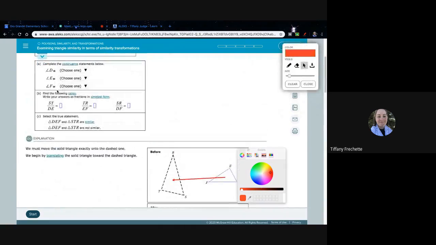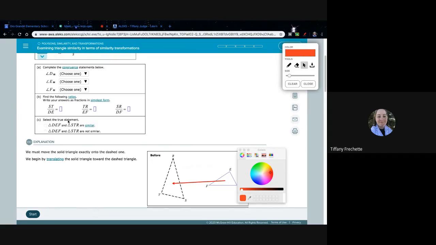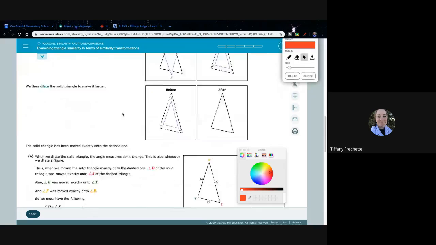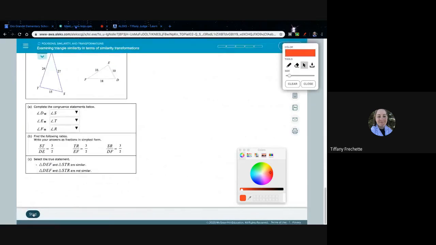The last part here is just to select the true statement. So we want to select, are they similar or are they not similar? If all the angles of one triangle are congruent to all the angles of the other triangle, and the ratios that we create are all the same, then the two triangles are similar. And if we can put one triangle on top of the other, then they're similar. If we can't put one triangle on top of the other exactly, then they're not similar. We'll see that because we can't match up the angles, and we also can't create the ratios, because all the ratios would be different. So let's go ahead and click on tools, because it's a little easier to explain all this with the actual tools.